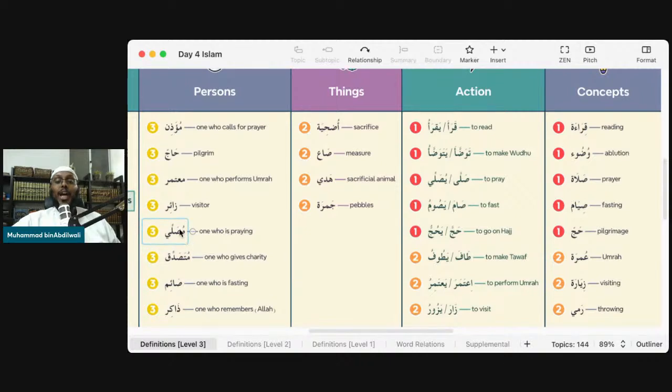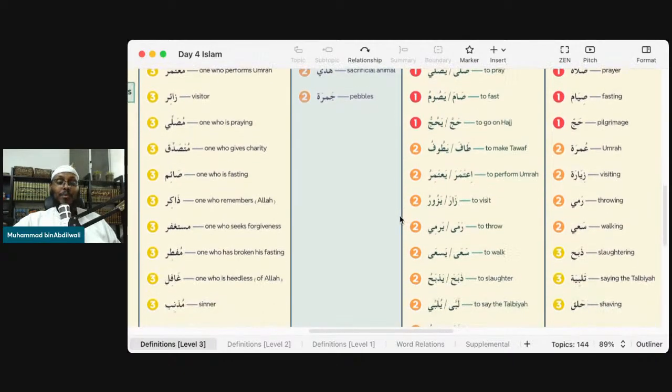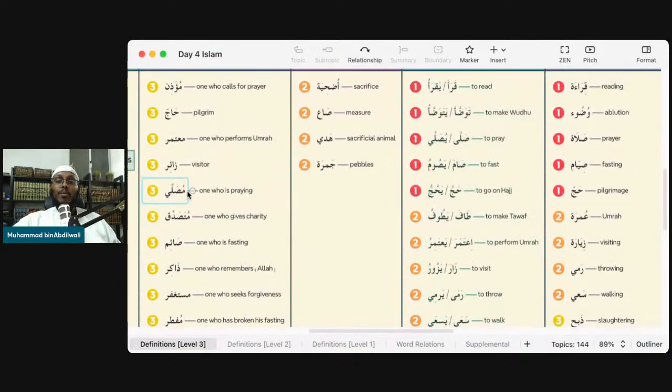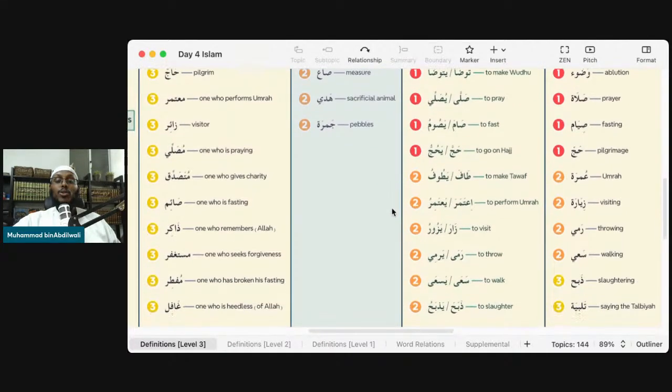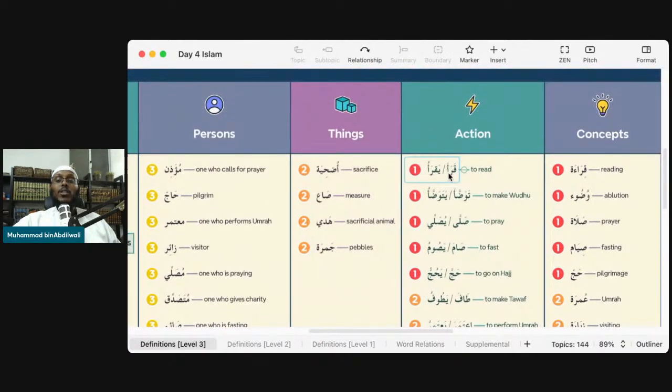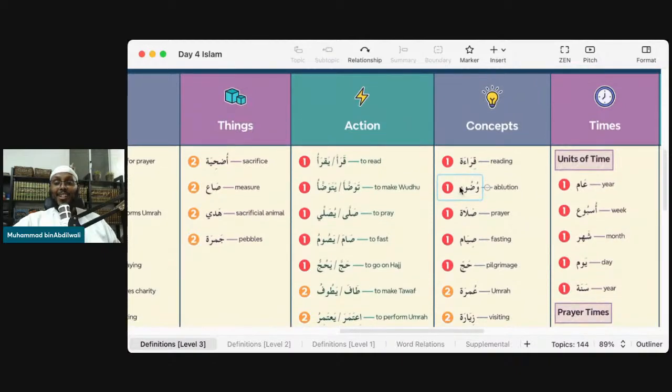المصلي, the person who prays. What does he do? يصلي, he prays. What does he pray? صلاة, a prayer. المصلي يصلي صلاة. The praying person is praying a prayer. I know it doesn't make much sense, but I'm just showing you what the possibilities are. You can say الذاكر, the one who remembers Allah. What does he do? يقرأ, he reads. What does he read? Al-Quran, he reads the Quran.